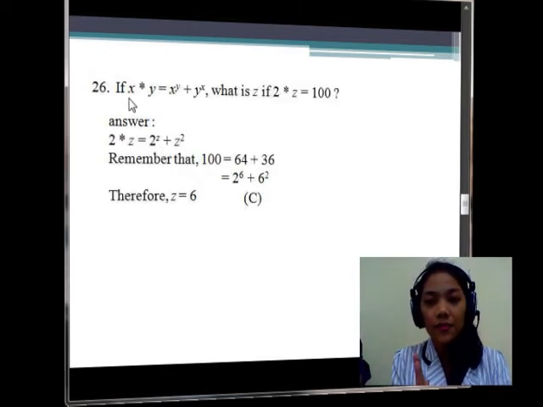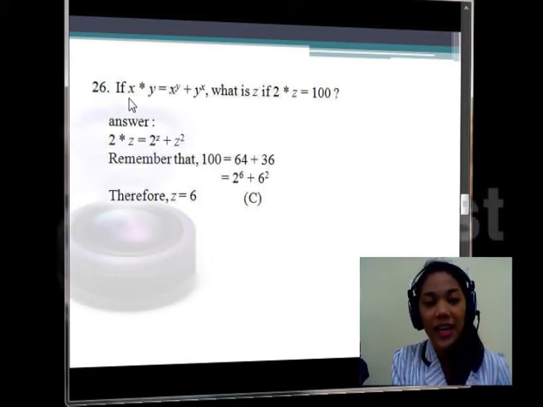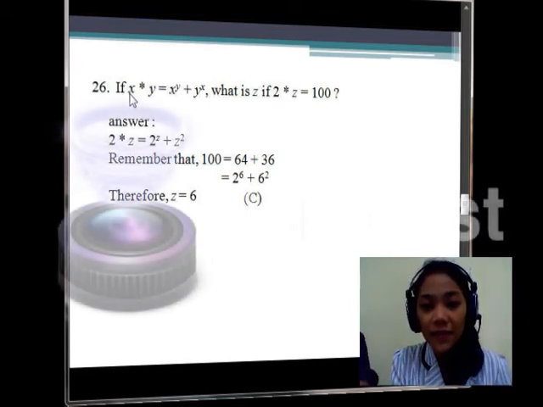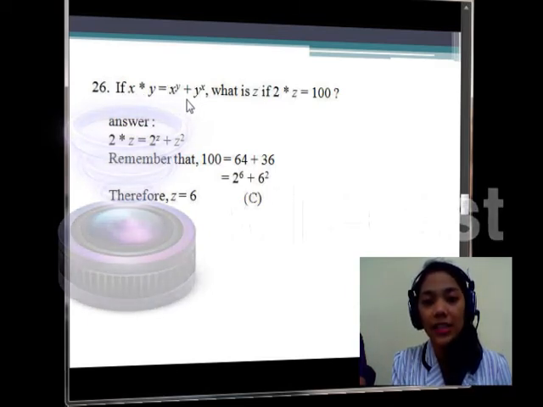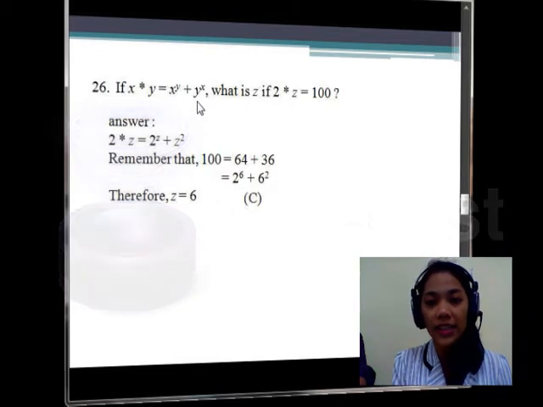Number 6. If x times y equals x to the power of y plus x to the power of x, what is z if 2 times z equals 100?